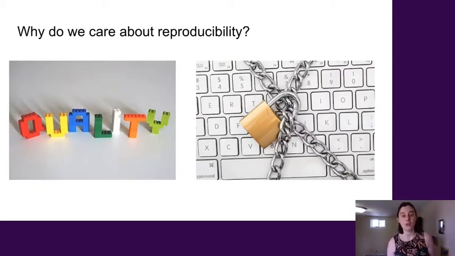Transparent conversations around analytic choices, etc., and ones that are truly non-hierarchical. Right? So engaging in conversations about research practices in a non-hierarchical fashion in order to increase the reproducibility of our science and the inclusivity of our science. So this is why I am committed to reproducibility.